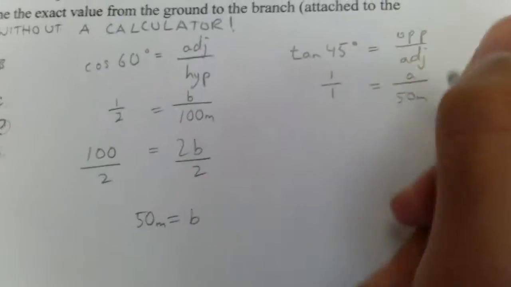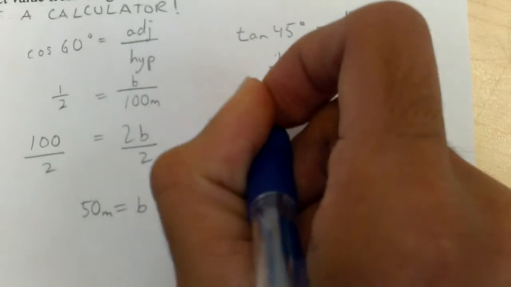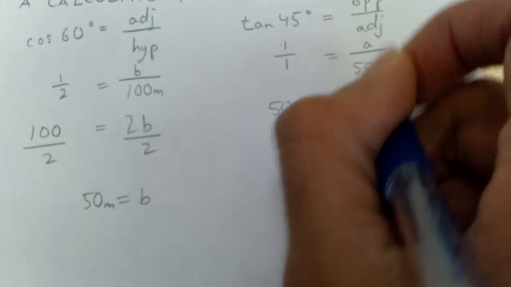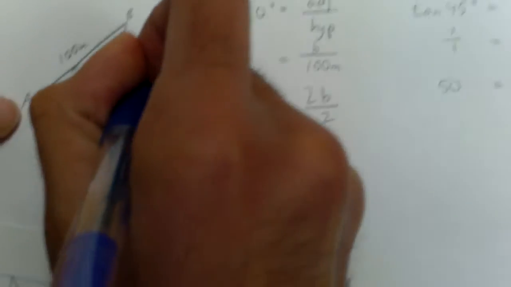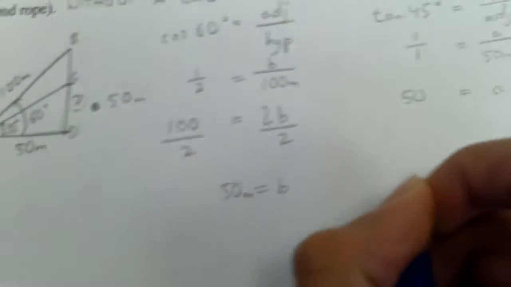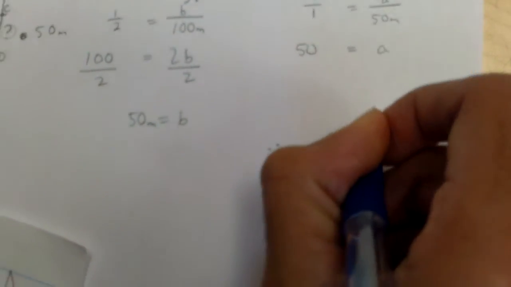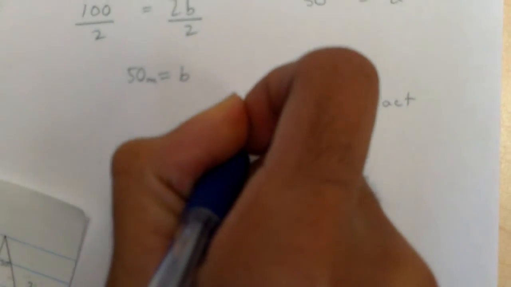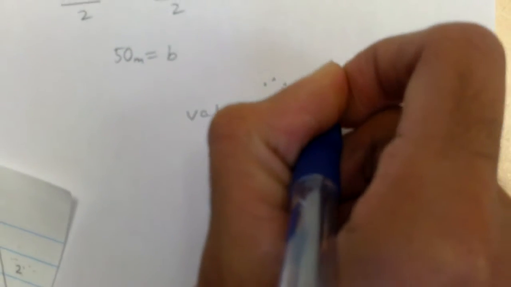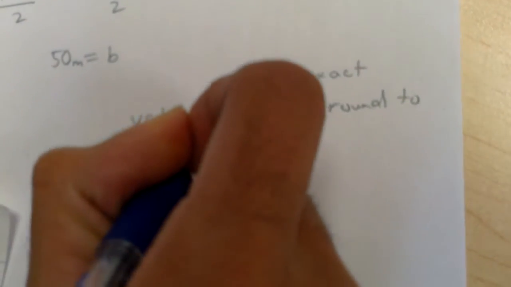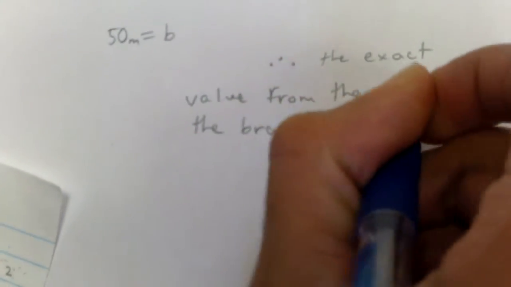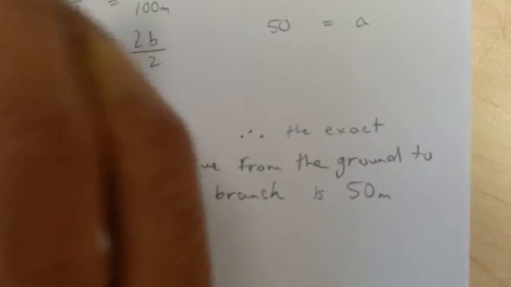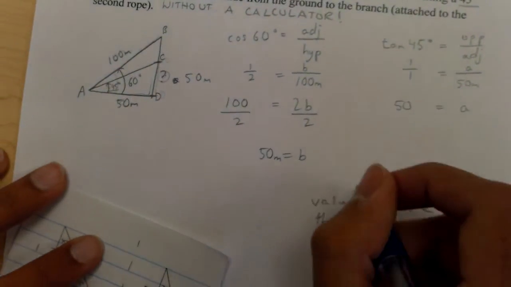So now we will cross multiply. So 50 times 1 is 50. 1 times A is A. Therefore, A is 50 meters. So now we will lastly write a therefore statement. Therefore, the exact value from the ground to the branch is 50 meters. Now this is how we solve this application question without using a calculator.